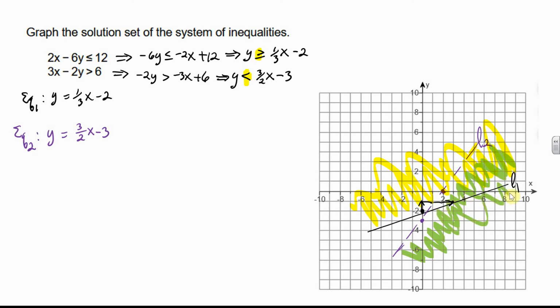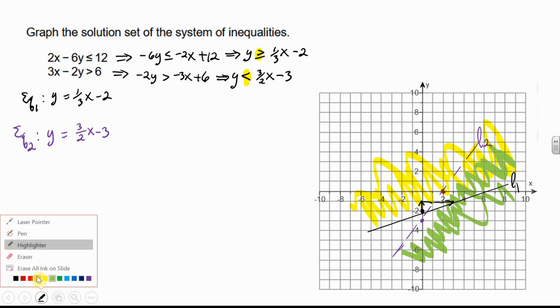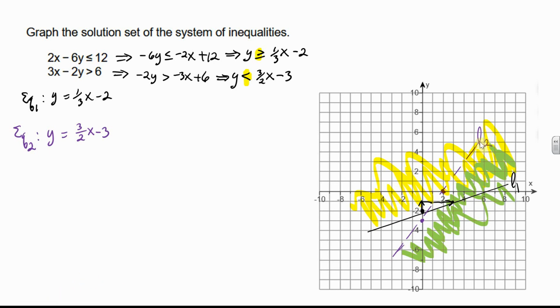right? And the cross section would be that, just this section, and I draw that with a different color. We use this dark one.